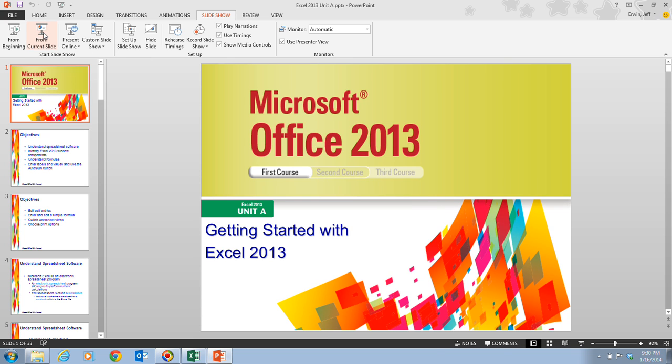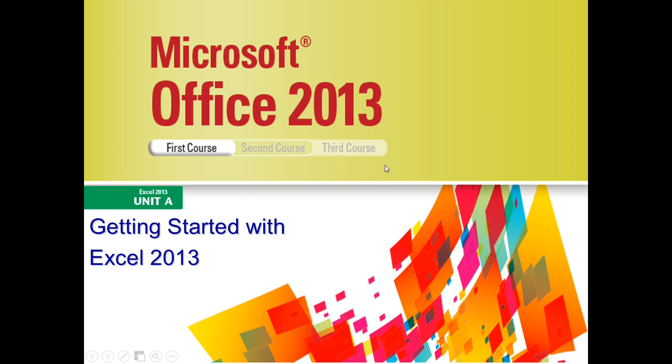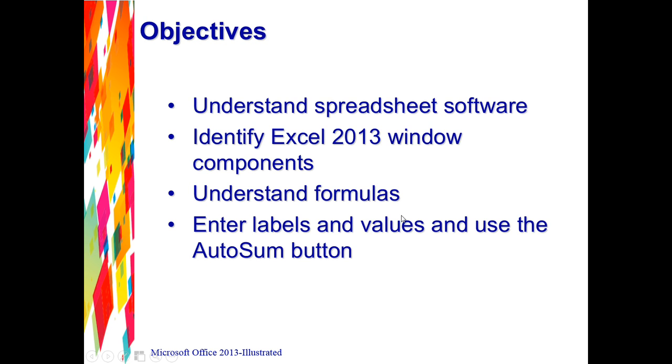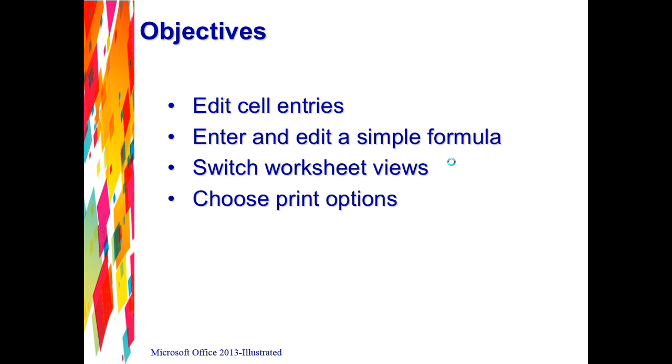In this series of videos, we're going to be taking a look at Microsoft Office 2013, Excel 2013 Unit A, which is Getting Started with Excel 2013. Some of the objectives from this first series of videos for Unit A is that we're going to be able to understand spreadsheet software, identify the Excel 2013 window components, understand formulas, enter labels and values and use the AutoSum button, edit cell entries, enter and edit a simple formula, switch worksheet views, and choose different print options.